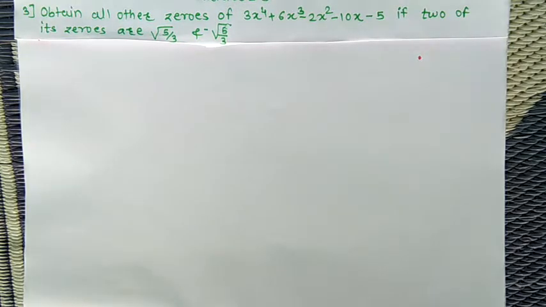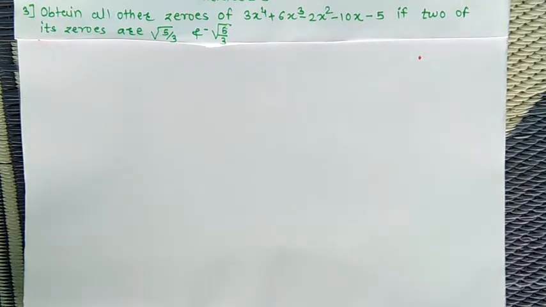The question is that obtain all other zeros of 3x raised to 4 plus 6x cube minus 2x squared minus 10x minus 5, if two of its zeros are square root of 5 by 3 and minus square root of 5 by 3. Let us see the solution, how to calculate here.